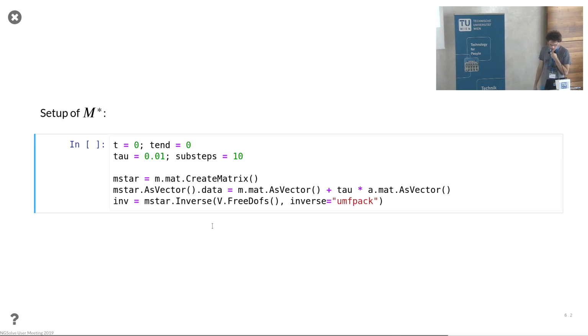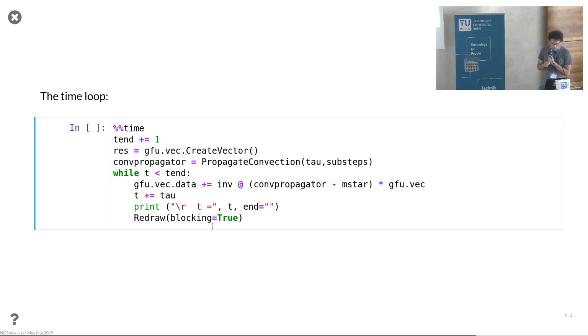Okay, so putting this now together, we set up the M star matrix for the unsteady Stokes part of the problem, and the overall time loop now takes this form. So we have the propagate convection operator, the base matrix for which we defined the matrix-vector product, or the operator application. We set a number of sub-steps that was defined before, I think 10 or something like this, and now this is the overall application that we get.